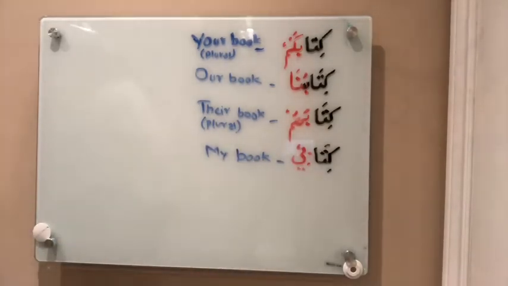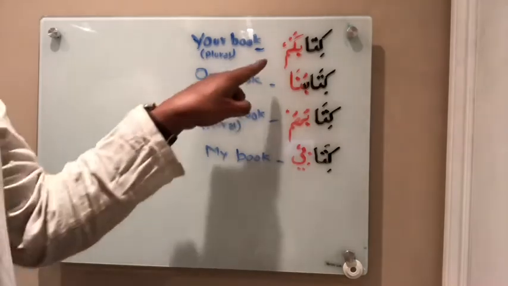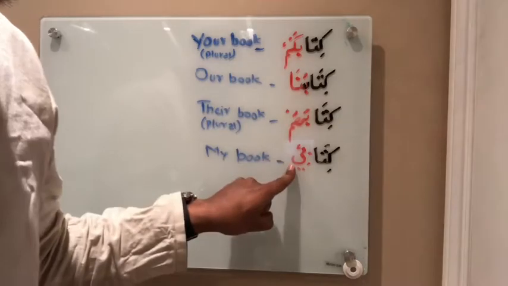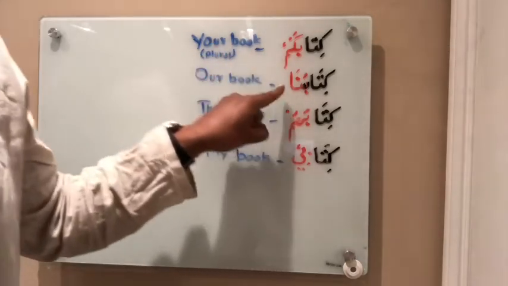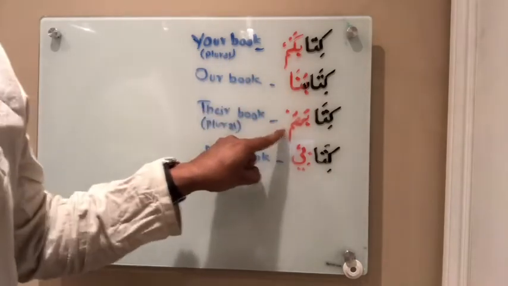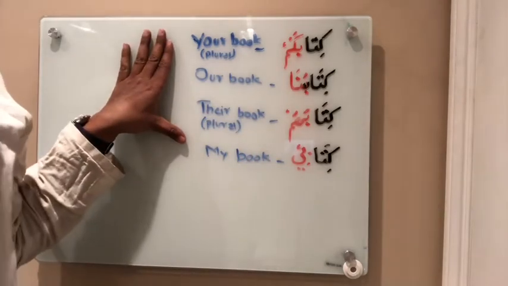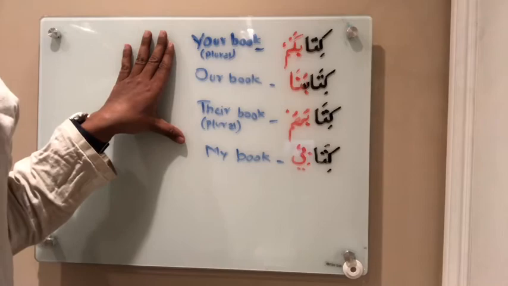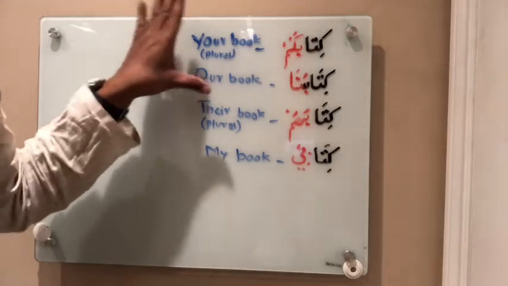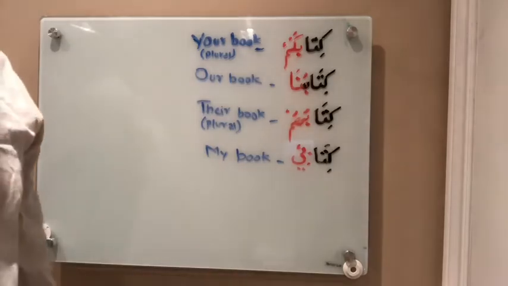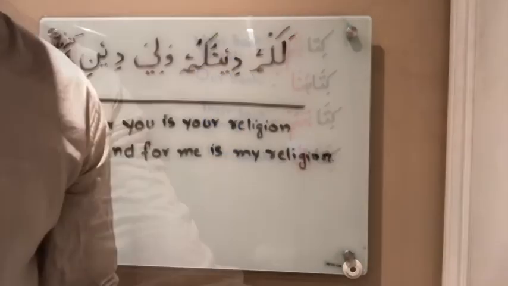So what I'm asking here is just focus on kum, na, hum, ye. Kum, your; na, our; hum, their; ye, my. Keep these four examples in mind. I guess by this time you already know, you may have memorized already. So keeping those four in mind, let's continue with a few more examples.